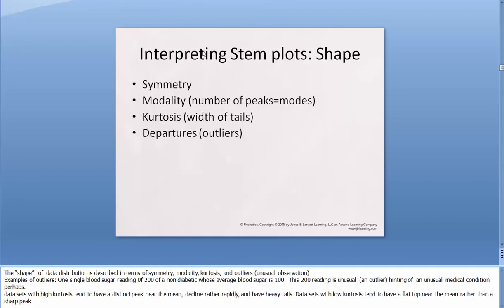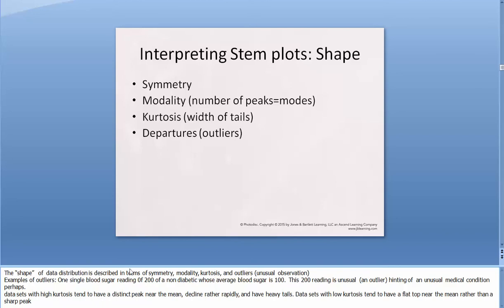So the first thing that we need to look at in stem plots would be shape, as I talked about in the previous slide. Now, when you look at shape, you need to look into these features. Symmetry. I mean, you have an idea what symmetry is, and we'll learn more about it. Then modality. Modality is the number of peaks. How many peaks are there? The technical term for peaks is modes. And then kurtosis. Kurtosis is something that we need not worry too much about, but I have explained right here what kurtosis is. You may read this sentence if you like, but that is something that you need not worry too much about.